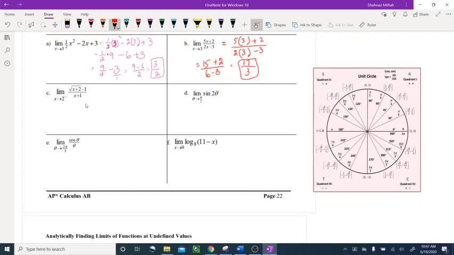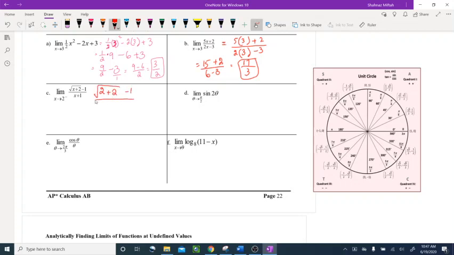Okay, let's try this question. Direct substitution again. I'm ignoring this left and right part. I will do direct substitution first and let's see what happens. So I'm going to plug in 2 plus 2. They are both in the square root.